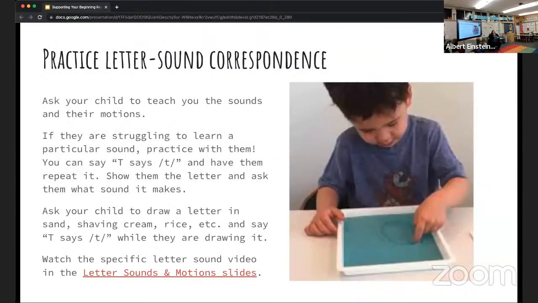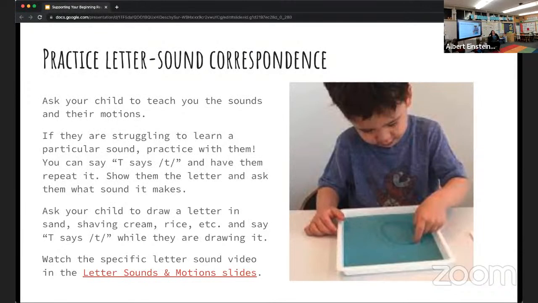So after they learn their letters and can recognize and name the letters, then you start making the connection between the sound that goes with the letter. One way you can help with that is to ask your child, I heard that you have motions that go with the letters. Can you teach them to me? I don't know if transitional kindergarten has done this yet, but kindergarten and first grade, definitely. Sam, can you teach me the motion that goes with that sound?